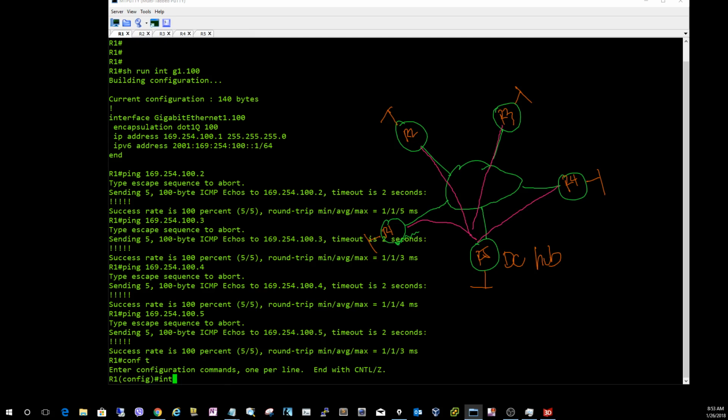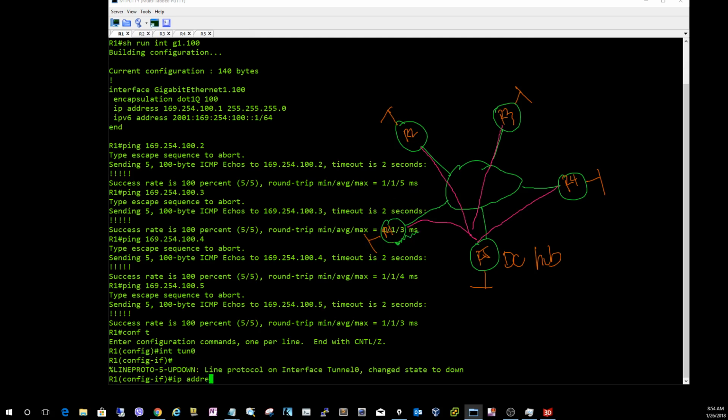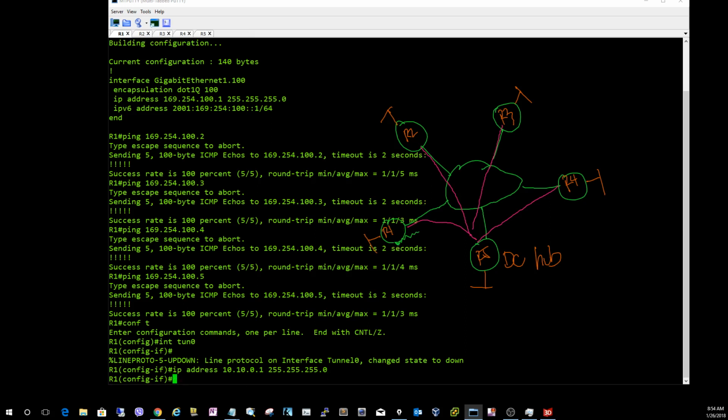What's causing that? But anyway, let's create a tunnel. Let's say tunnel 0, and we'll create. Let's say we'll put them in the 10 network, 10.0.1. Okay. So let's start with configuring NHRP. So this is the mGRE part.